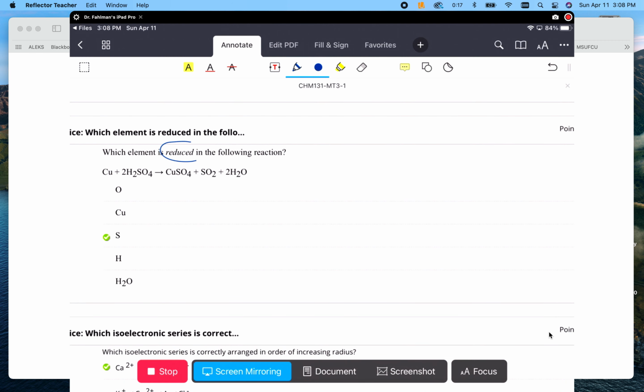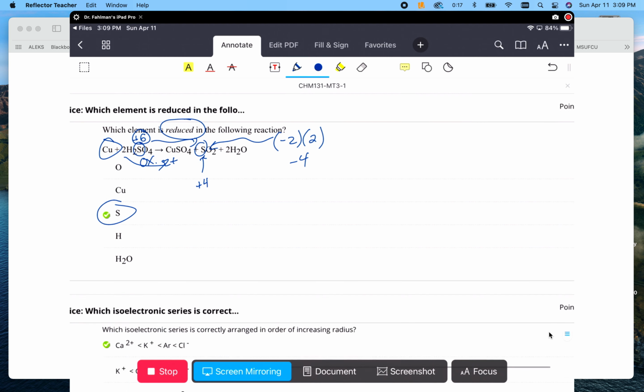Which element is reduced? So copper goes from copper 0 to copper 2 plus, so that's being oxidized. And so what's being reduced is the sulfur. We saw in an earlier question that's a +6. The sulfur here is +4, right? Because oxygen -2 times 2 is -4, so that has to be +4. Okay, so that's going +6 to +4, so it is reduced.